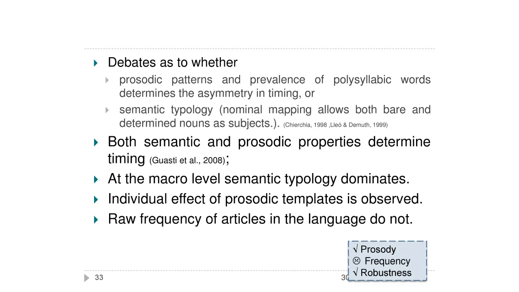So if you're the kind of child that is able to pronounce longer words with certain prosodic structure, you might be the kind of child that's able to realize new articles as opposed to leaving them implicit. So we know that prosodic templates matter, but that the raw frequency across languages does not matter.